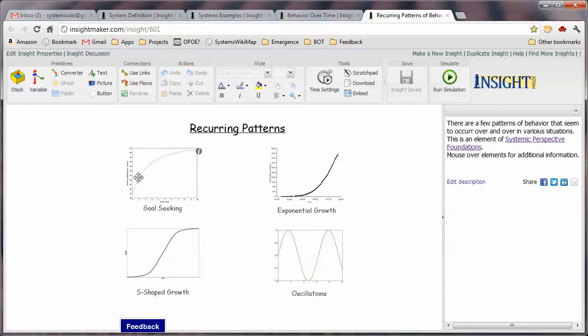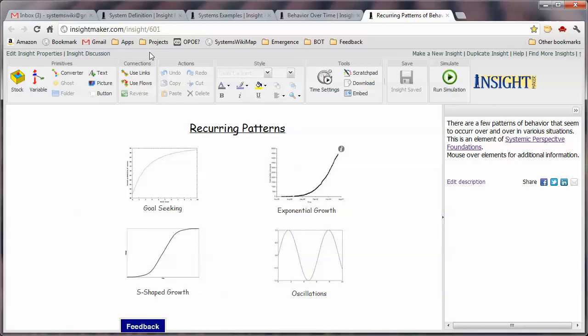It seems to change rapidly initially, but then begins to slow down as it gets closer and closer to the goal. We'll talk about the structures that produce these in another video. But a goal-seeking pattern is one that one sees very often. Another is an exponential growth curve, where something begins to grow more and more in an exponential fashion, or begins to change in what looks like an exponential growth pattern but then levels off and looks more like a goal-seeking pattern after time, and a situation where something simply oscillates back and forth over time. Those are a couple of recurring patterns that are emergent characteristics of a structure.